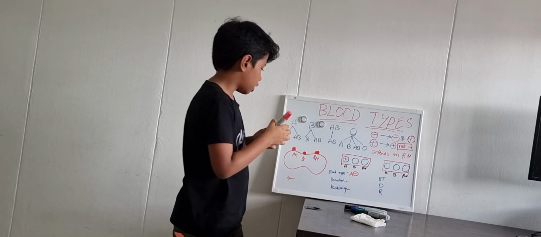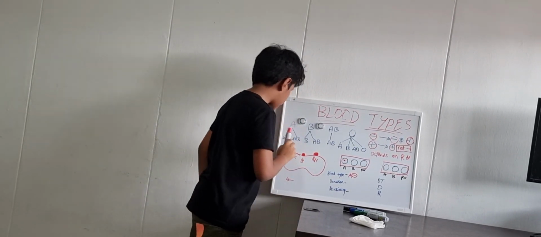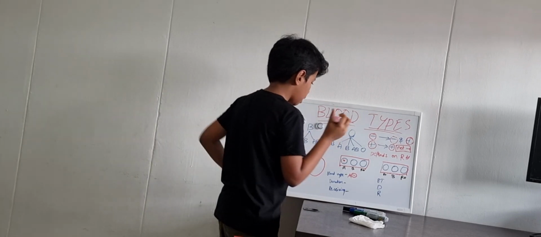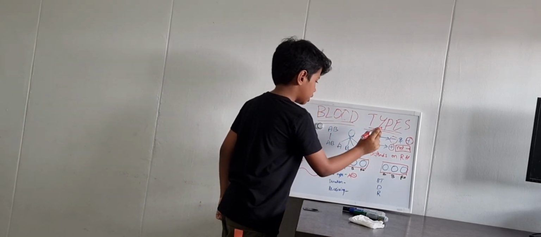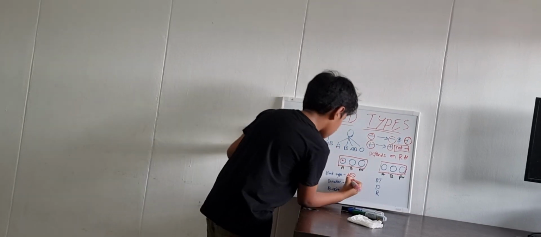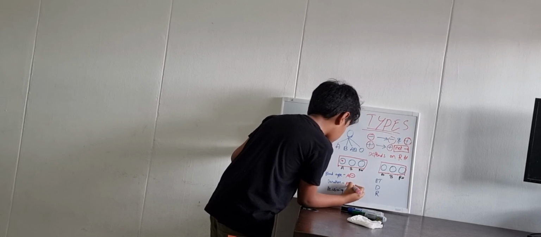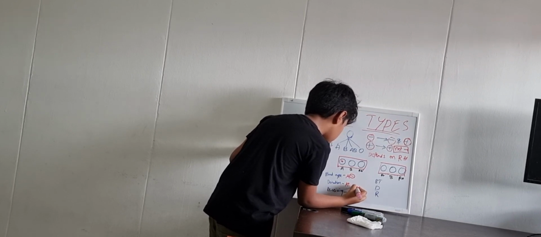Okay, so what is the donation? Here I already told you that A can donate to A and AB. And what does the rule say? The rule says that a negative can give to negative and positive. So the donation will become A positive and negative and AB positive and negative.